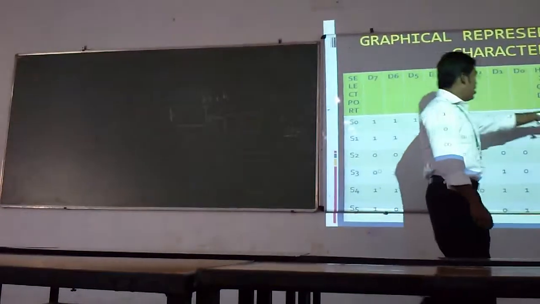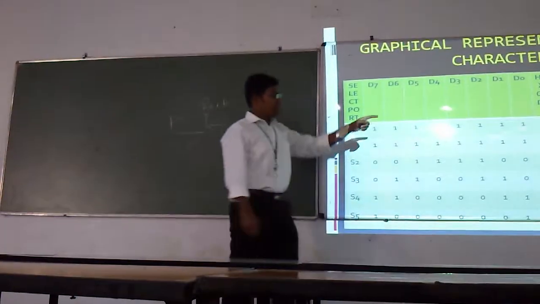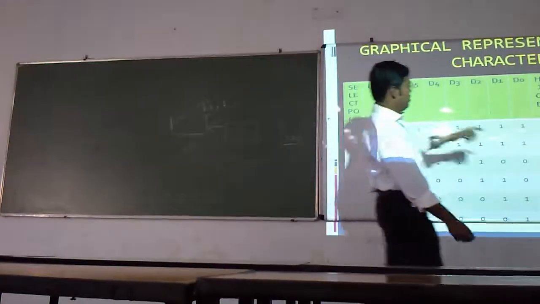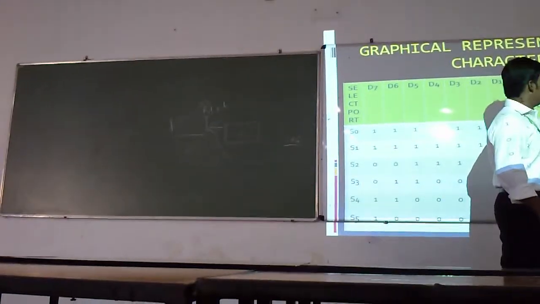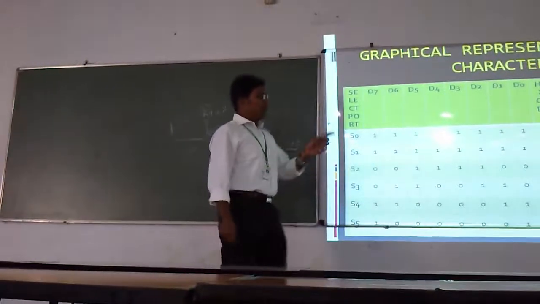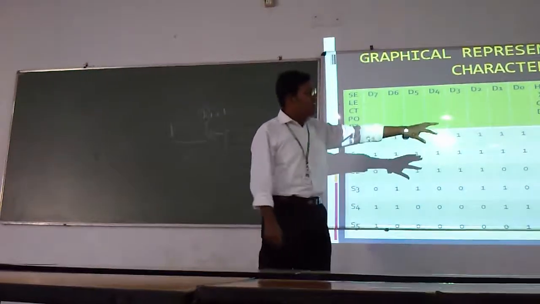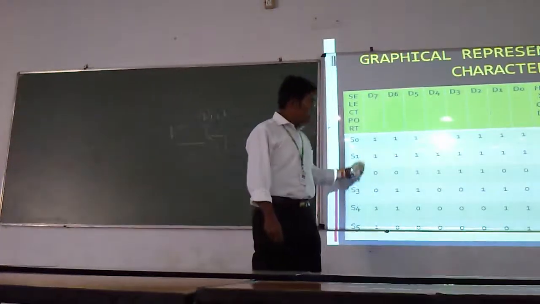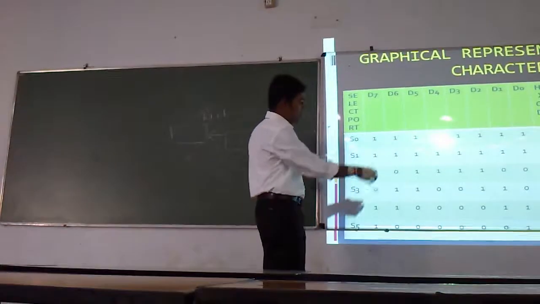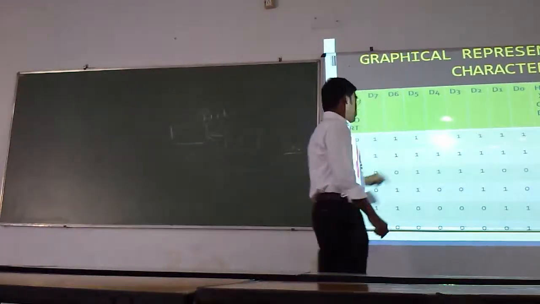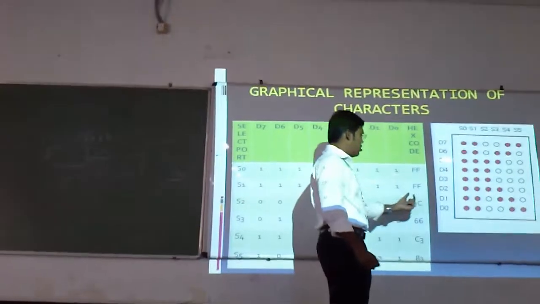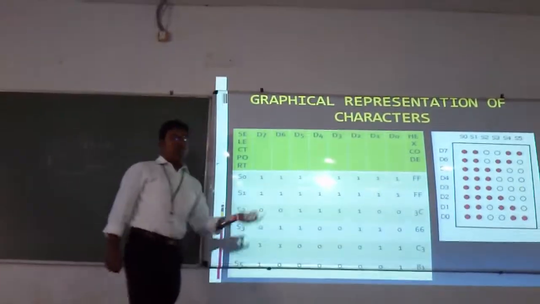Sequentially, we have to make a connection matrix from this. Where S0 and D7 is on, meaning the LED is on, so we have to put here 1, right? Similarly, where the LED is off, we have to put 0. Similarly, when we get all the connection matrix, we have to determine the hex code for each row. When we get the hex code, we have to pass this into your program.